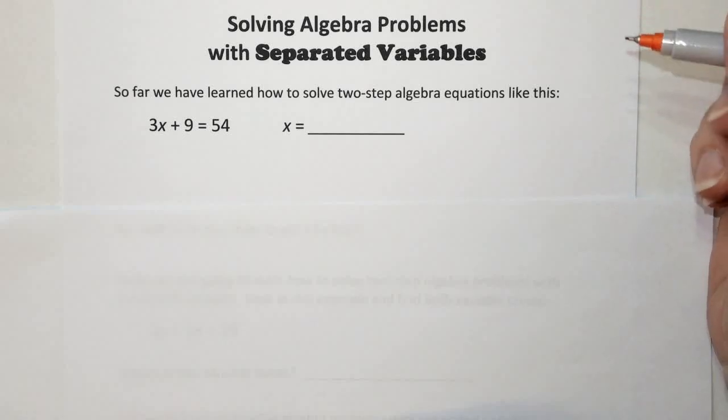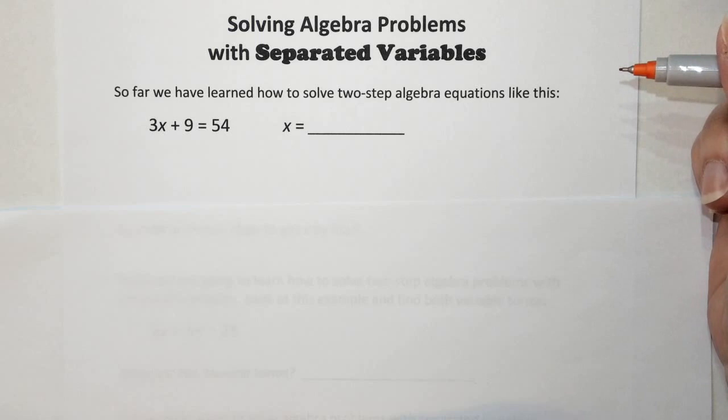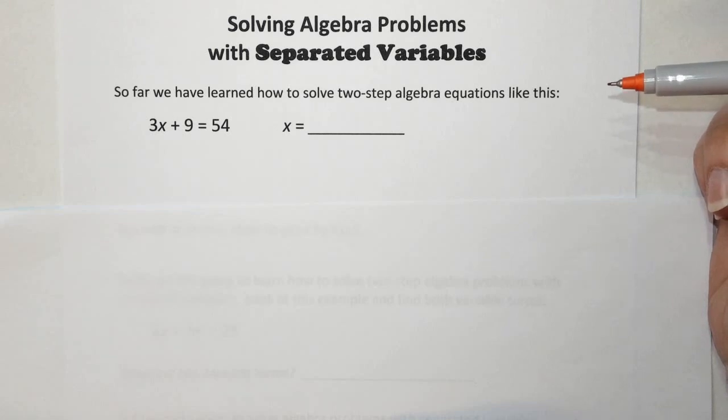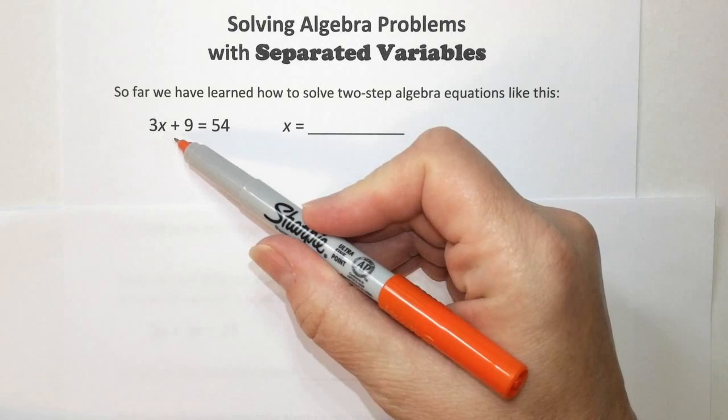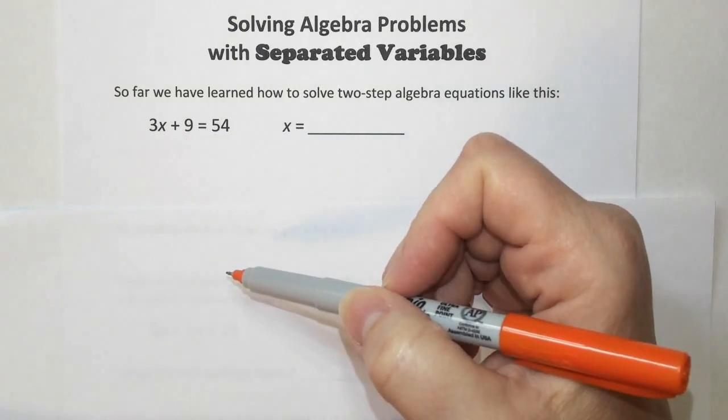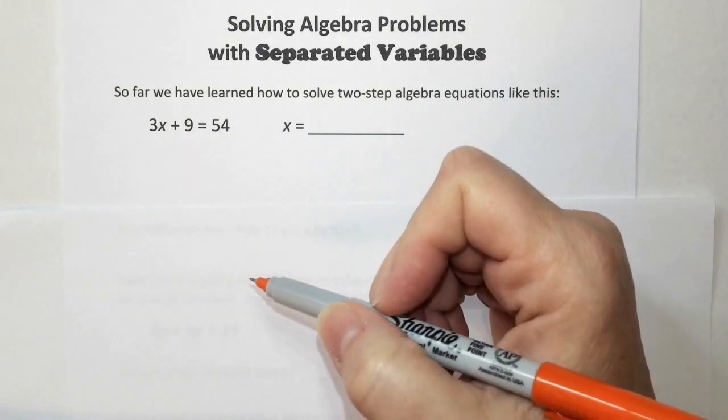Let's continue talking about solving algebra problems today. Today we're going to focus on separated variables in our problems. Now so far we've learned how to solve two-step algebra equations like this: 3x plus 9 equals 54. You should already know how to solve this.